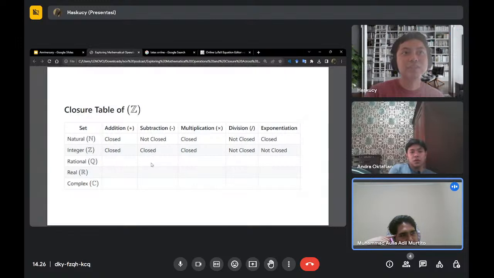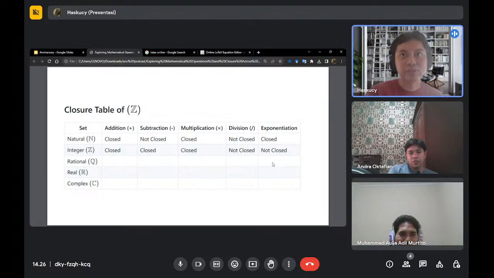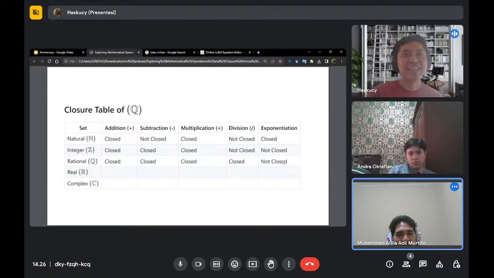Closed, closed, closed, closed. And irrational, no. It is not closed. This is not closed. Why? Can you give me an example? Like 2 to the power of 0.5. That's right. Yeah, that's true. Closed, closed, closed, and this is not closed.